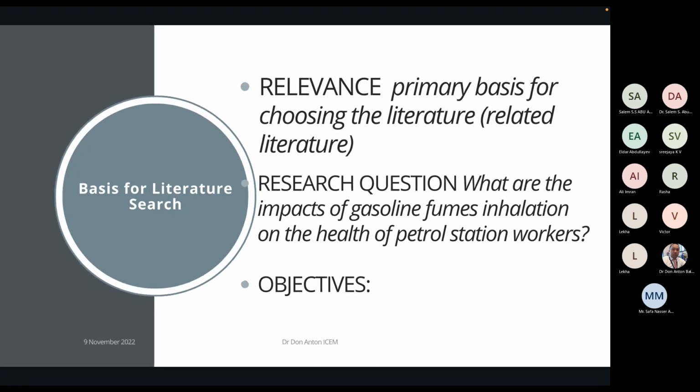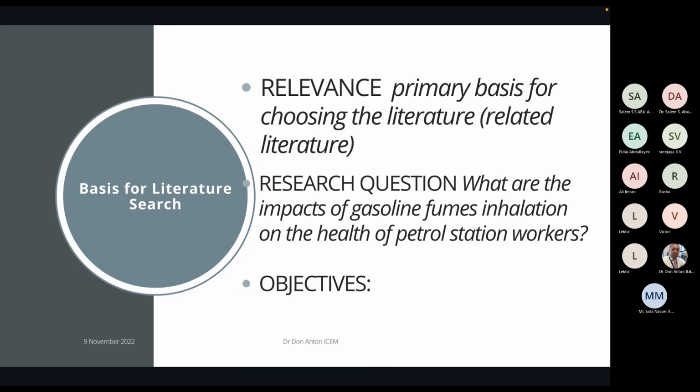What are your bases in looking for the right literature for your study? The primary basis is, of course, relevance. Don't waste your time. Time is the one thing you don't have the luxury of while you are completing your year 4 project or doing your research. So since time is limited, look for related literature only. Related literature based on research questions or on objectives.